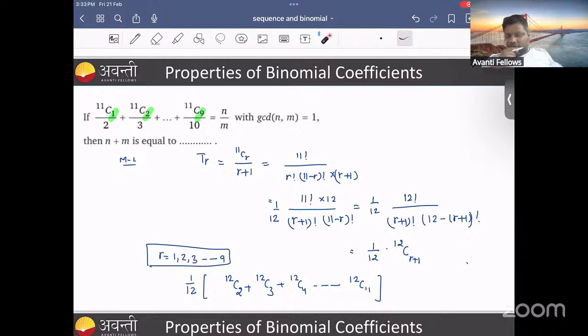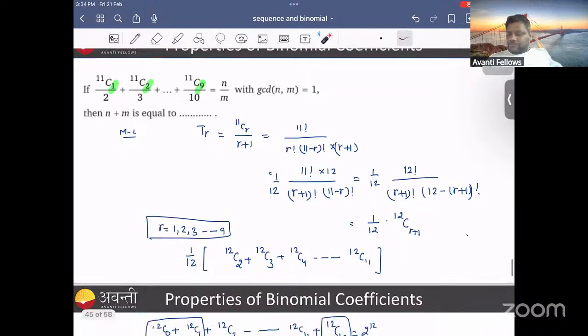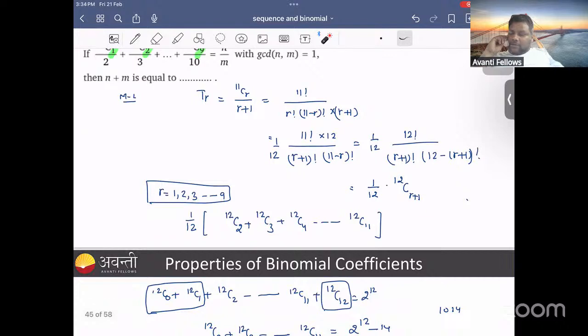One question: how can it give two different answers using two different methods? R varying from 1 to 9, 11 factorial multiplied by R plus 1. This became R plus 1 factorial divided by 12 factorial. So it is 1 by 12, 12CR plus 1. So 1 by 12 times 12CR plus 1, R varying from 1 to 9.